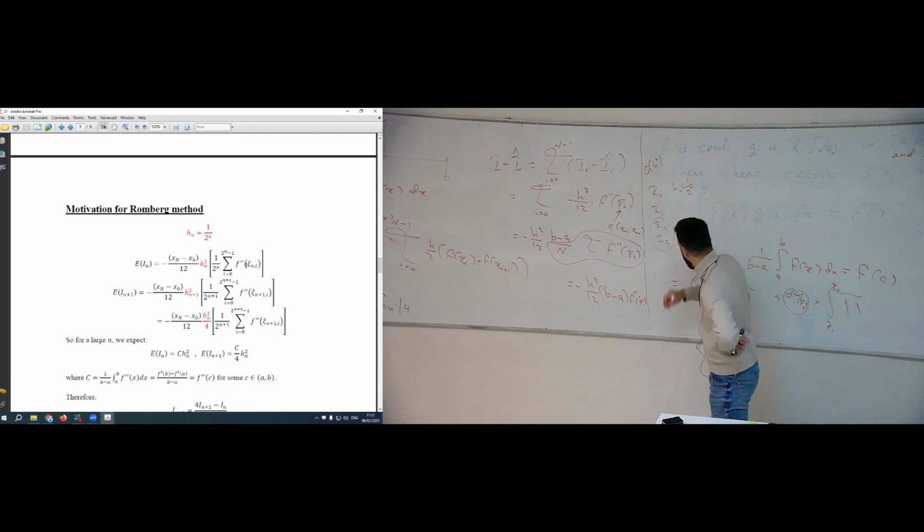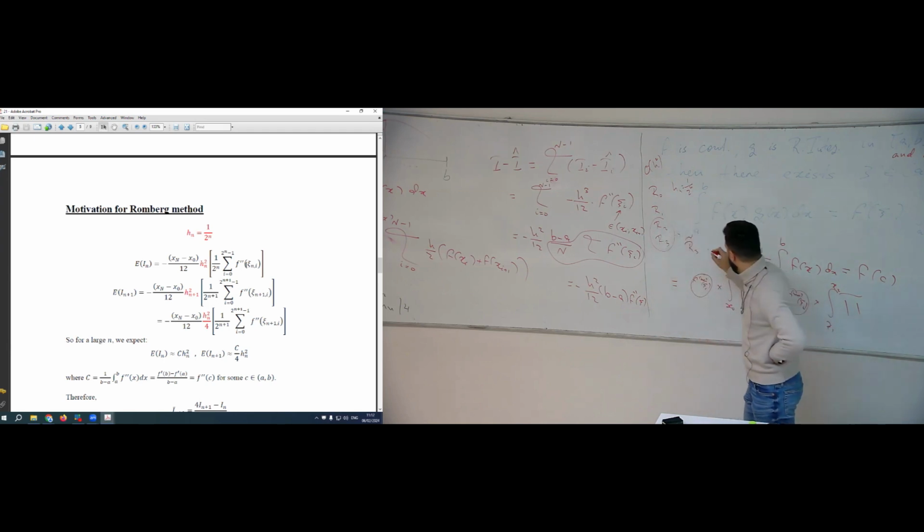I call it R tilde, which will be only 4R3 minus R2 divided by 3. This I found before. Only I do this, and this will have an error of h to the 4.